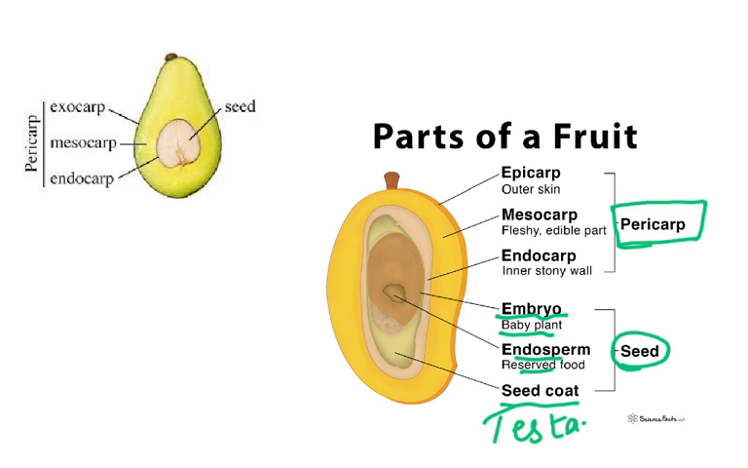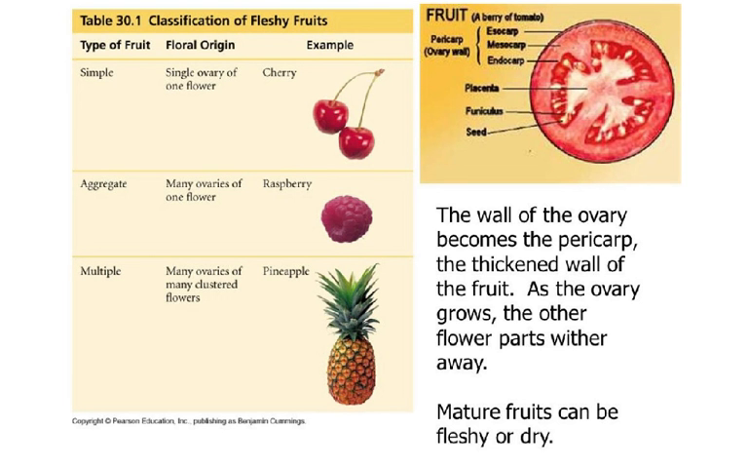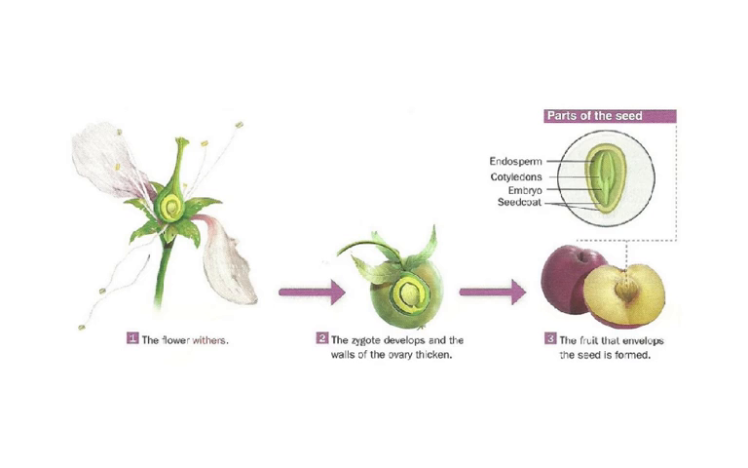Again, here an avocado seed pericarp, which is made up of the exocarp, mesocarp, and the endocarp, and then the seed inside. And this is an avocado fruit, and this is, of course, a mango fruit, which we are seeing the different parts of the fruit. Another very good diagram, the wall of the ovary becomes the pericarp, the thickened wall of the fruit. As the ovary grows, the other flower parts wither away and die. Mature fruits can be fleshy or dry. We have cherry, we have raspberry, and we have pineapple. The flower withers, the zygote develops, and the walls of the ovary thicken. The fruit that envelops the seed is formed.